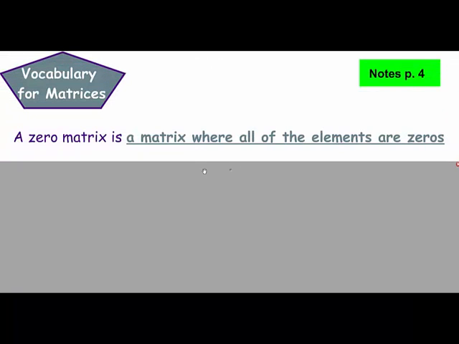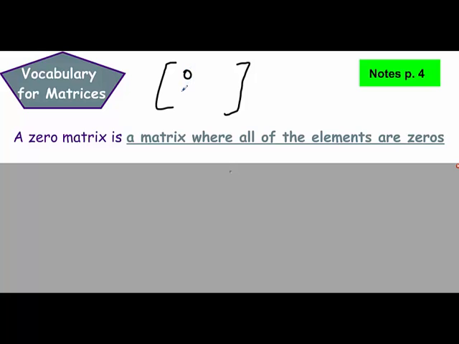And some vocab to begin with. A zero matrix is a matrix where everything inside that matrix is a zero. So we're looking at something where it doesn't matter what size the matrix is. It could be any number of rows and columns, but every single thing inside of it is a zero.